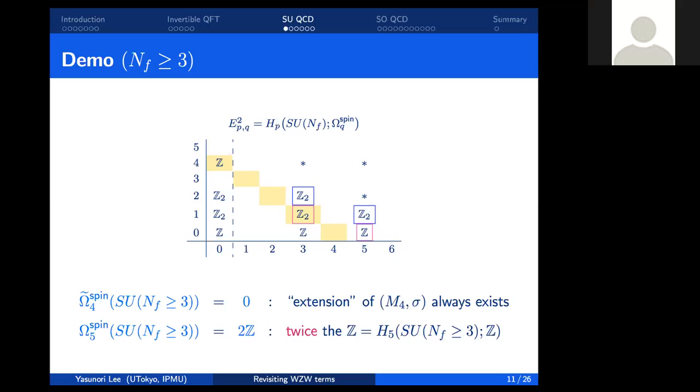How about the second line? What does the second line mean? Yes, this second line: the 5-dimensional spin Bordism group equals Z, and this is twice the 5th homology group of Z. And this factor 2 cures another problem in the introduction part.